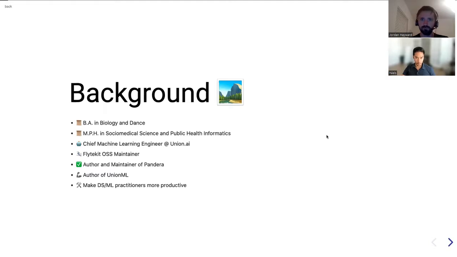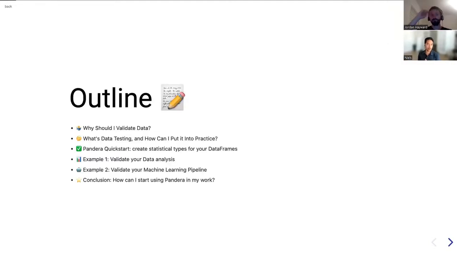So with that out of the way, I wanted to dive into the outline of this talk. You might have seen it in the promotion posts on LinkedIn and whatnot, but just to go over it here, I first want to motivate this talk with a section on why I should validate data in the first place. I'm going to go into data testing and how I can put it into practice, obviously defining these terms. I'm then going to go into Pandera quickstart, Pandera being a data validation package in Python for validating pandas data frames and pandas-like DataFrame-like objects. I'll define what statistical types are.